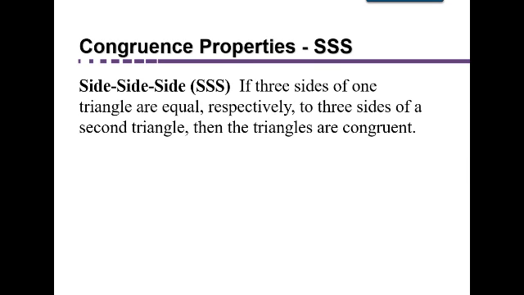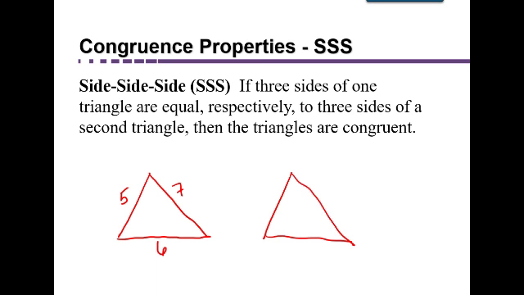And then finally, if all 3 sides are the same lengths, then they also have to be congruent. So maybe we have a triangle with side lengths 5, 6, and 7, and another triangle. And by the way, let me draw this triangle slightly differently, because sometimes when we're analyzing the triangles, they won't line up very nicely.